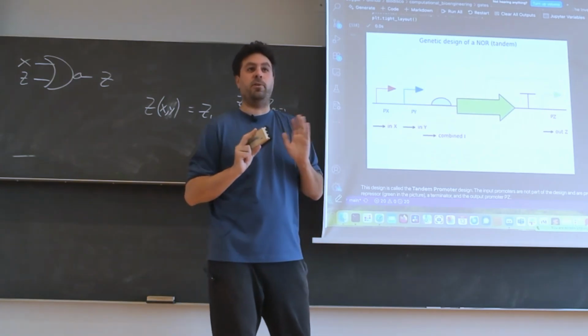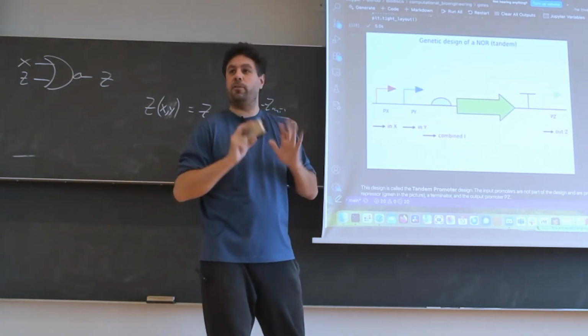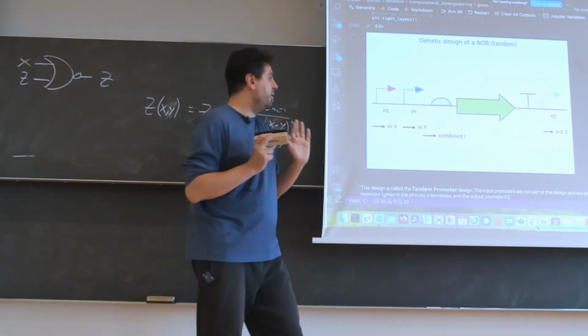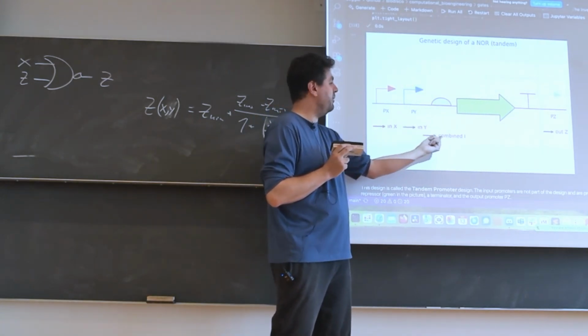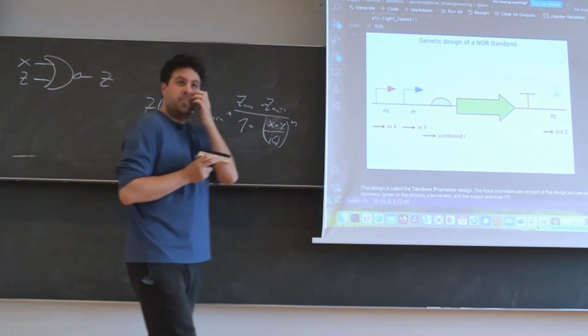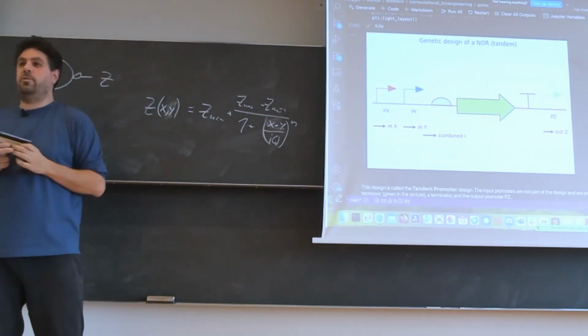This is just an inverter. Yeah, we have just our Hill function. We are completely done. So the difficulty is actually to get from these input rates the combined rate. Any ideas on how you would do that?